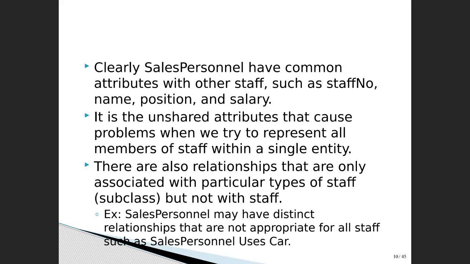Okay, like staff number, name, position, and salary. But there are unshared attributes as well, which will cause more nulls in this relation. Like, for example, car allowance, and so on and so on.